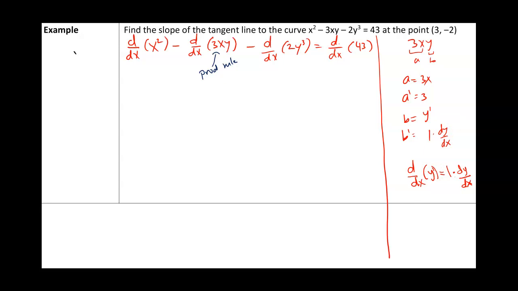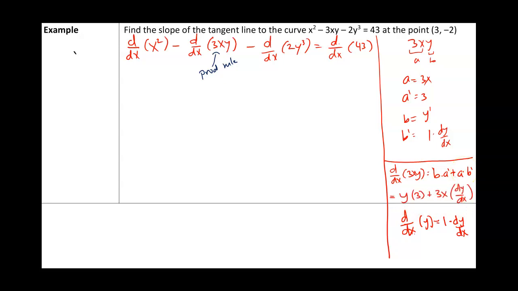All right, so now I have everything I need for the product rule. Let me actually write this a little bit below. So once again, I have d/dx of y, and that's going to be 1 times dy/dx. Okay, the product rule is going to be B times A prime plus A times B prime. So our B is y, our A prime is 3, our A is 3x, and our B prime is dy/dx. Once you have everything here, all we do is plug it in.